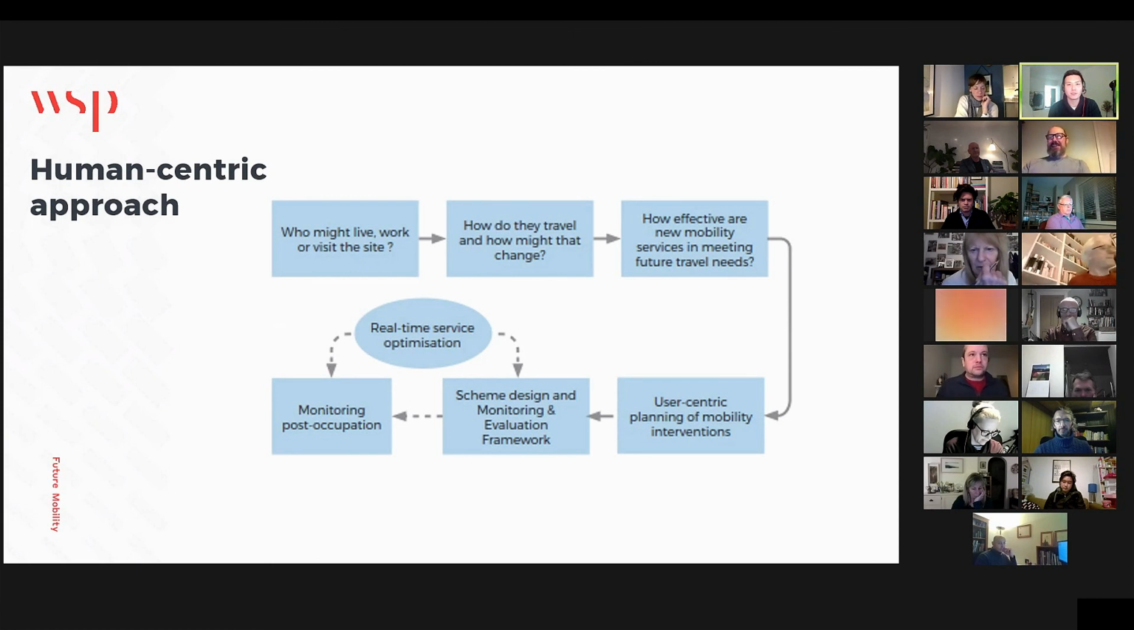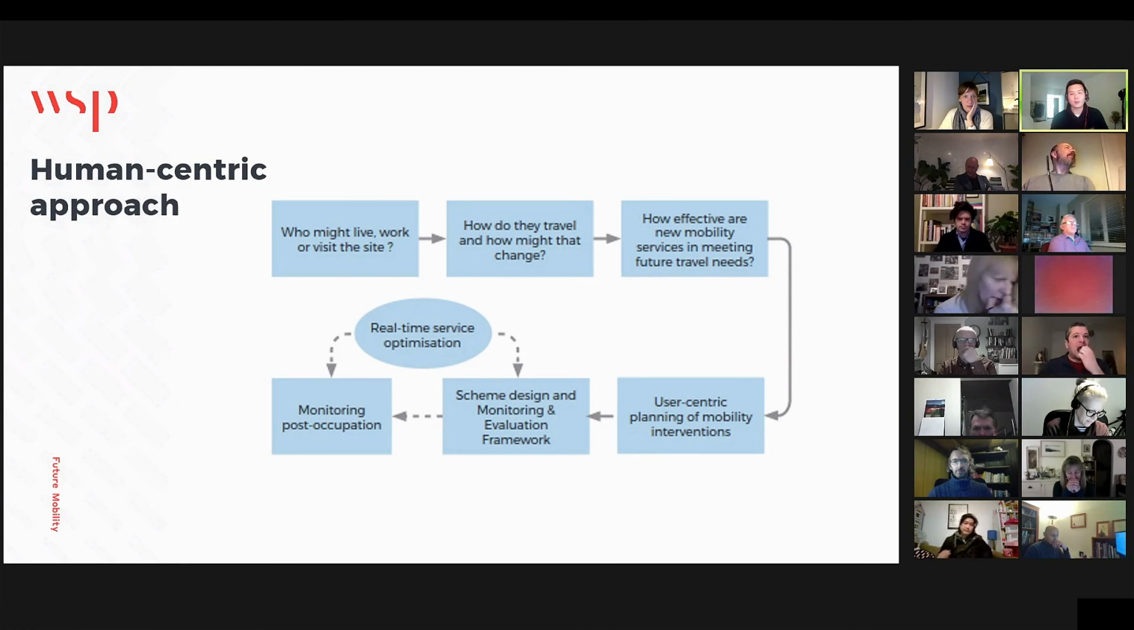How effective are the different mobility services that we are implementing at meeting the challenges both now and into the future? And applying that through user-centric. And then the last bit is the scheme design, monitoring post-occupation, and then service optimization. So that constant loop to optimize and improve the services or the initiatives that we are implementing.